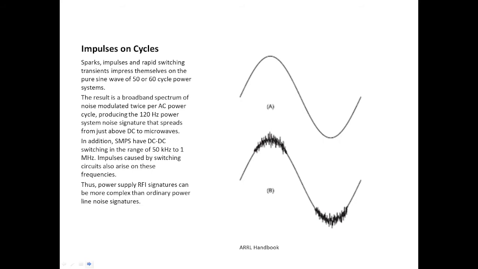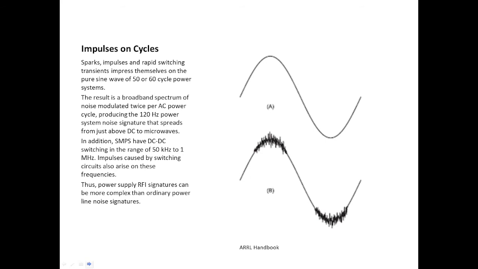Where does the 120 hertz come from? Well, generally, these sparks or impulses or rapid switching transients impress themselves on the pure sine wave, which for us in North America, for our power systems, is 60 hertz. In other parts of the world, it's 50 hertz. And generally, you get these impulses triggered at the peak and valley of an AC sine wave, so twice per cycle, and that's where the 120 hertz signature comes from. It comes from the power line frequency that triggers sparks when it's a high positive or high negative voltage.